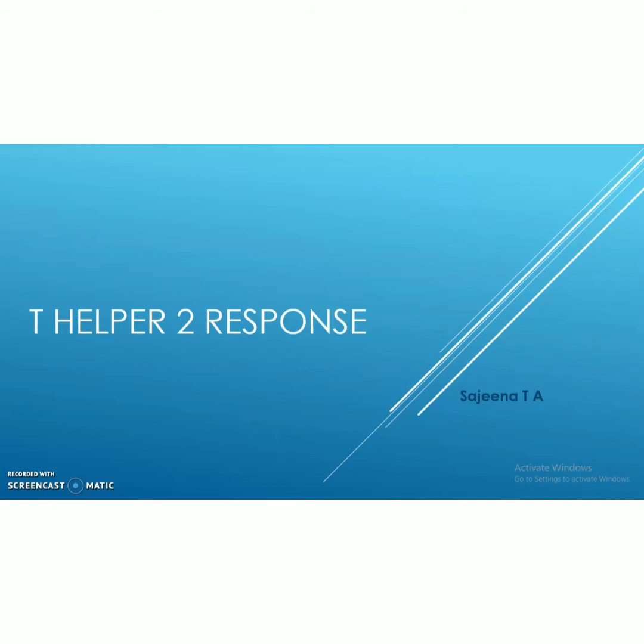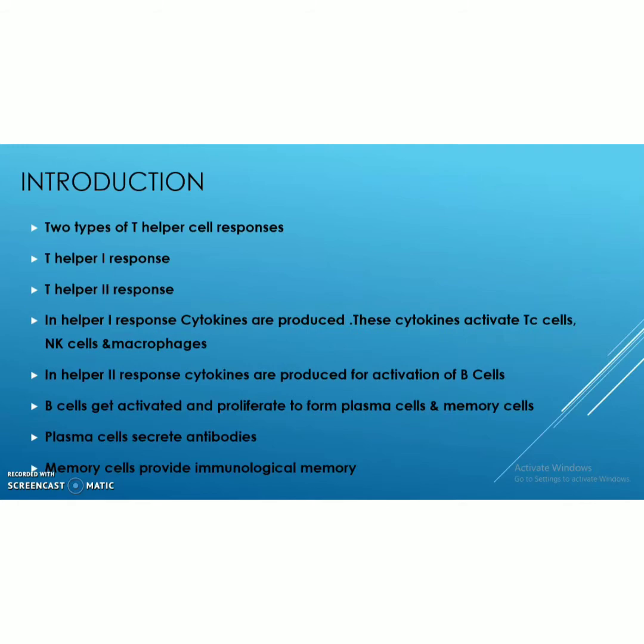Today we will discuss the T helper 2 response. We have already discussed the T helper 1 response in the previous classes. That is, the T helper cells exhibit two types of responses: the T helper 1 response and the T helper 2 response.